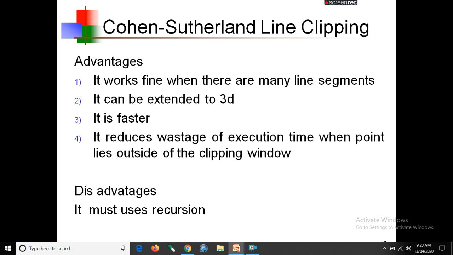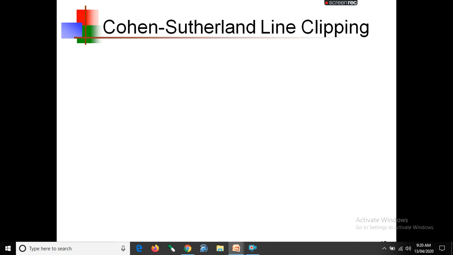So these are the 4 advantages of the Cohen-Sutherland line clipping algorithm. But we have only one disadvantage: the Cohen-Sutherland line clipping algorithm uses the recursion concept. This is the disadvantage of the Cohen-Sutherland line clipping algorithm.